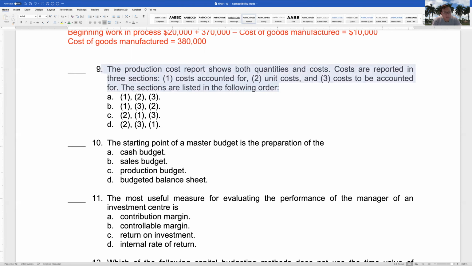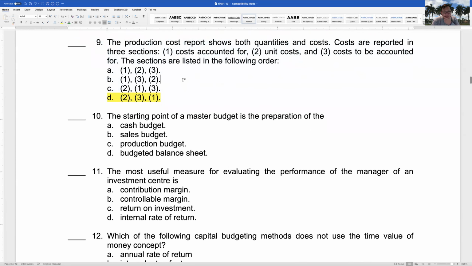This question, the answer is D. So it's unit cost that will be presented first, and then cost to be accounted for. A, costs accounted for, I don't remember if I talked about this. I think we didn't have time to talk about this production cost report. So let's just leave this.